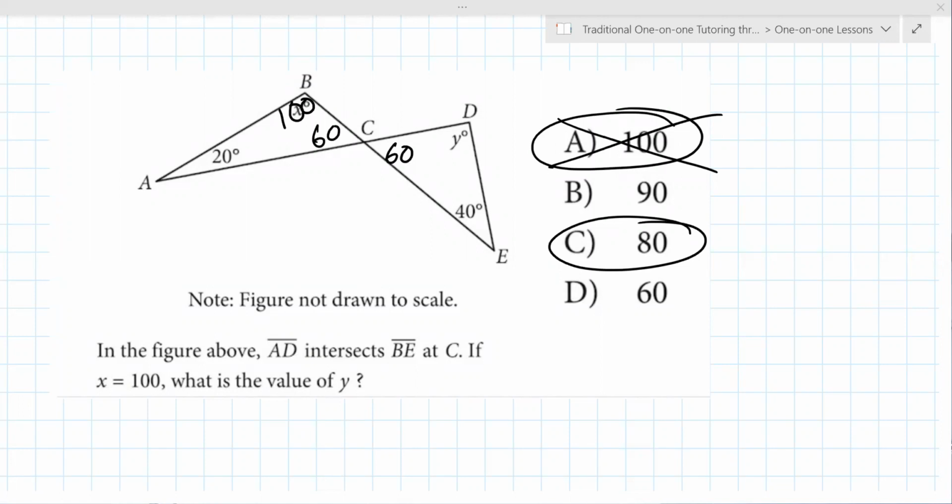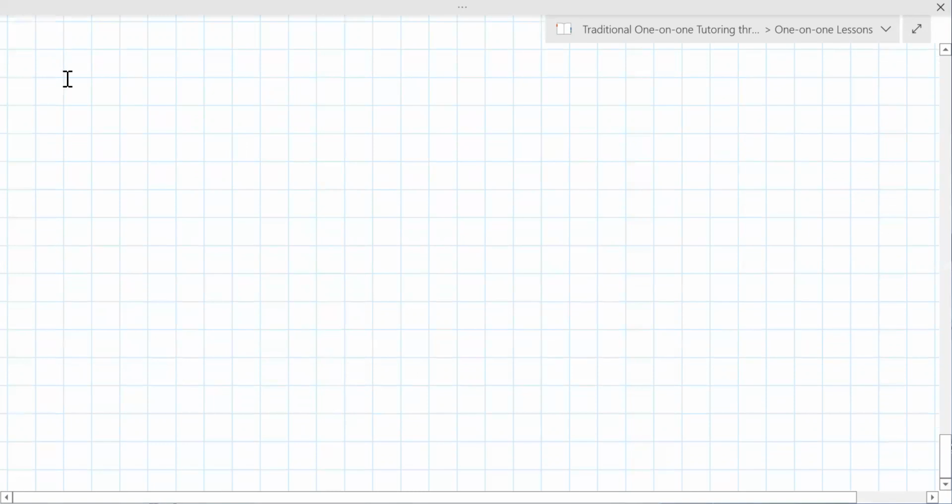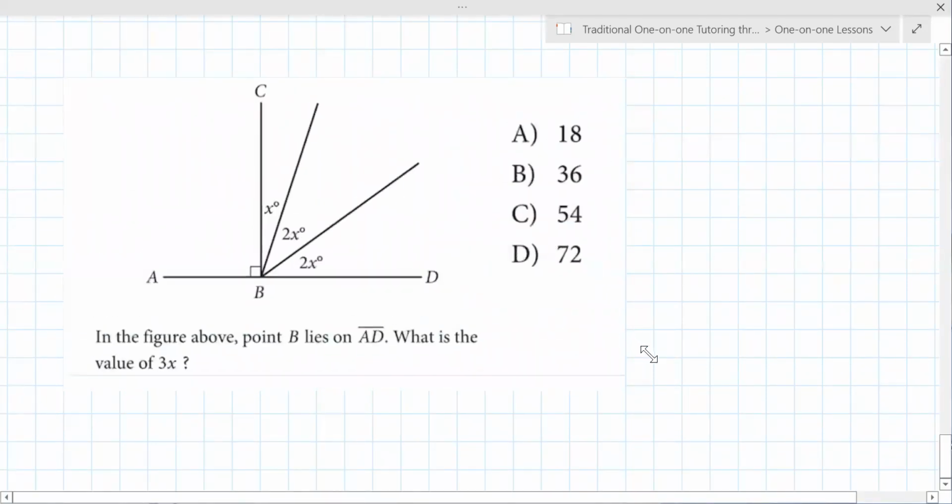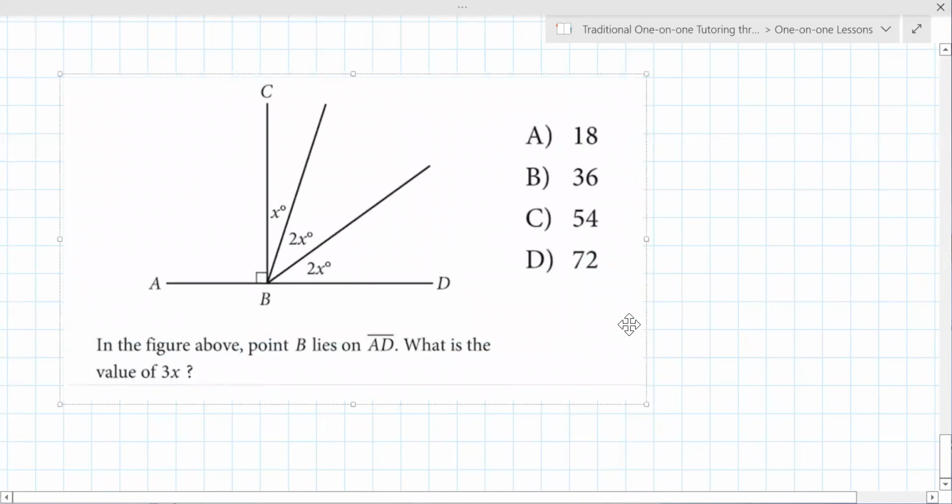All right, so let me give you another problem to try here. It's good that you're trying them on your own. Don't think of it in terms of getting it right or wrong. In the figure above, point B lies on line AD. What is the value of 3x?